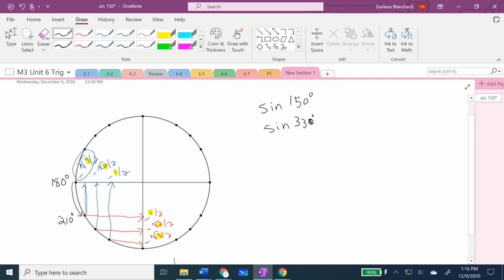All right. Sine of 150, sine of 330, cosine of 150, and the cosine of 330. All right, so I want you to see how quickly you can get these. Do you need me to give you a minute? I'm giving you a minute to see if you can get these answers relatively quickly.